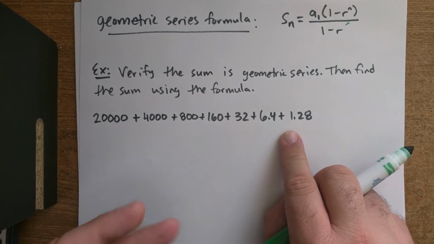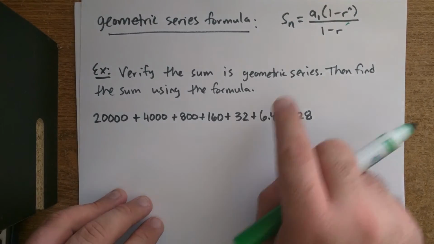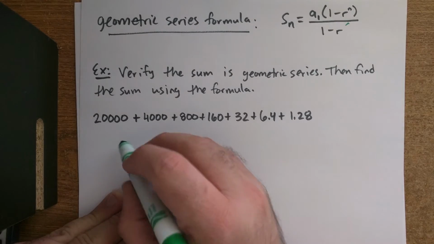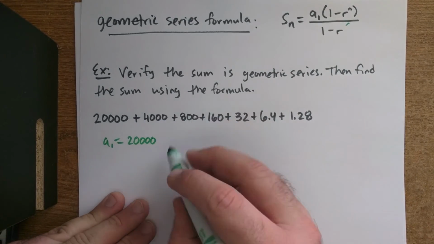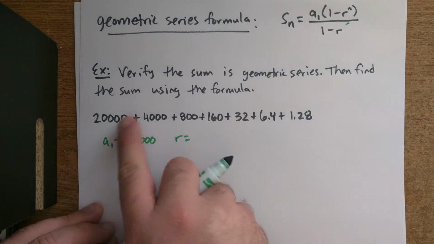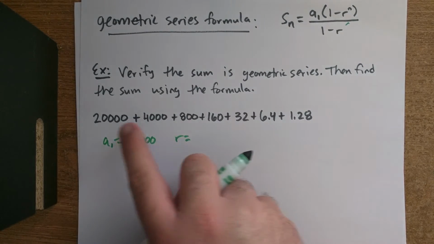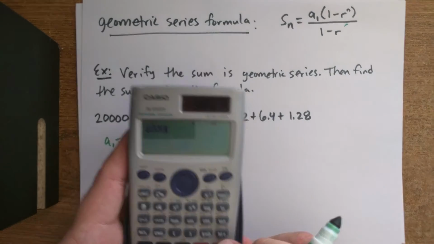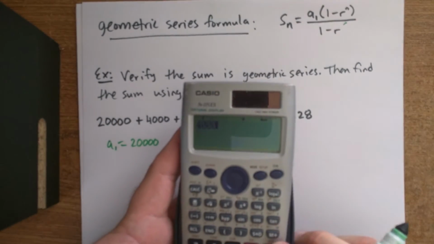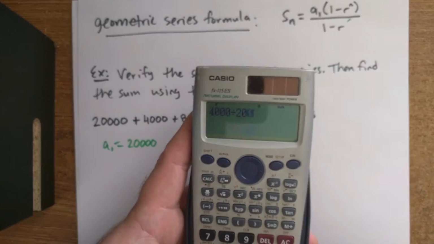Again, we can plug this into our calculator. That's easy, but we need to practice the formula. So let's start with a sub 1. That's 20,000. Now r. What does it take to get from here to here? What you do is you take the second term, 4,000, and divide it by 20,000.